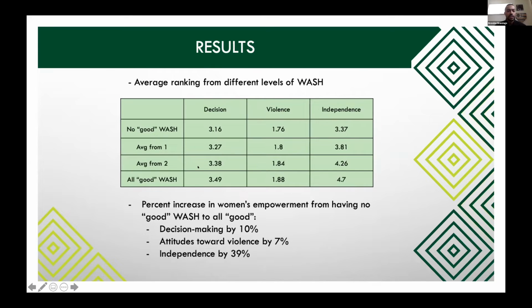Our last bit of results here is showing our average effects from different levels of WASH. We control our control variables at their means, and we look at what a person's ranking would be if they had no good WASH, if they had just 1 good WASH, if they had 2 good WASH, or if they had all 3 good WASH. And what we found is that decision-making increases by 10%, going from no good WASH to all good WASH. Attitudes towards violence increase by 7%, and independence increases by 39%.